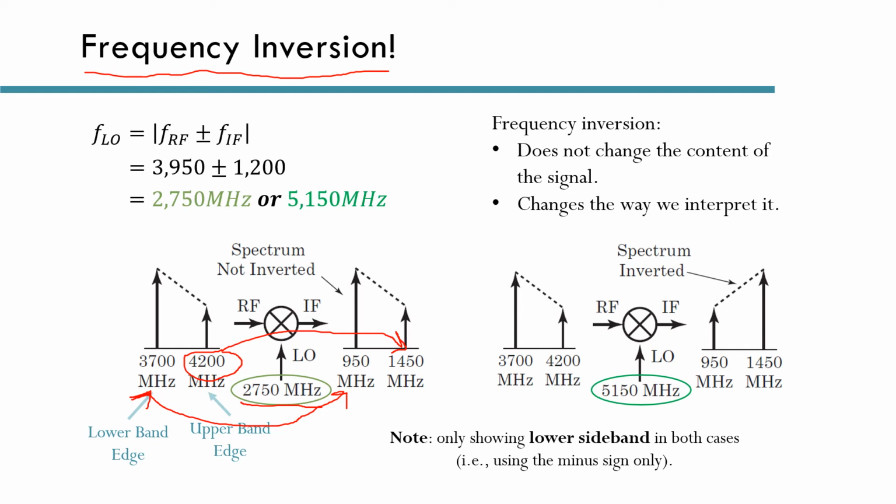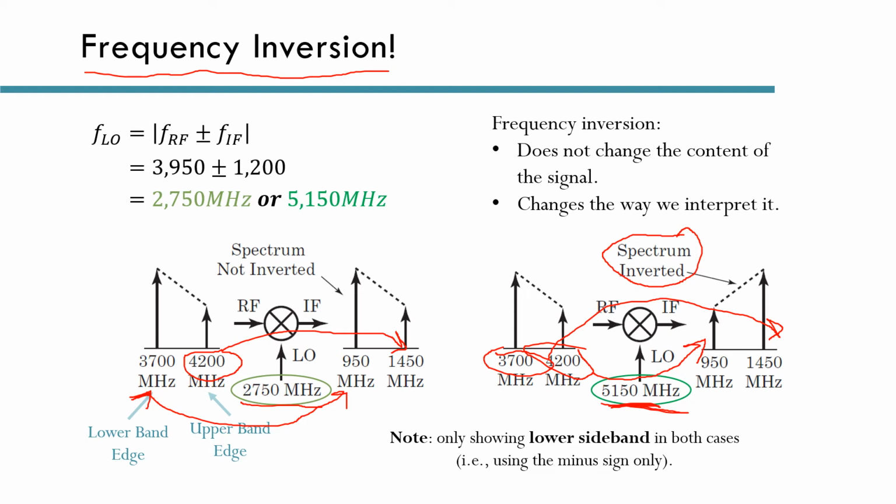Okay, that's great. Now let's see what happens if we use 5.15 GHz as our LO frequency. 3700 will shift to 3700 minus 5150, which in absolute value will give 1450, and 4200 will shift to 4200 minus 5150, which will give 950. Something interesting happened here. Our RF spectrum got inverted, or flipped around.